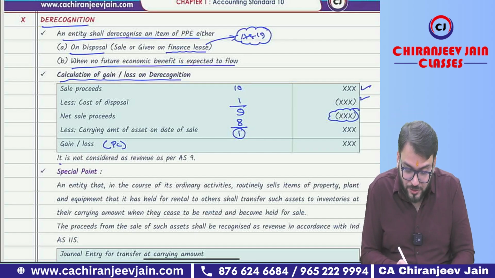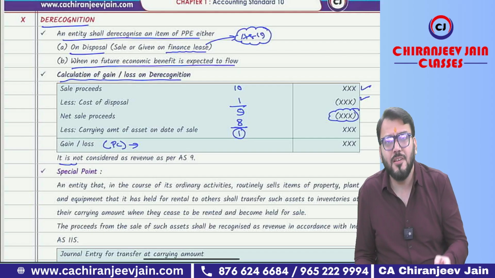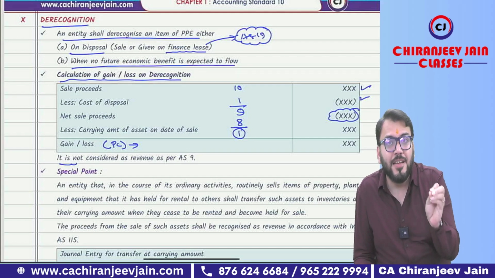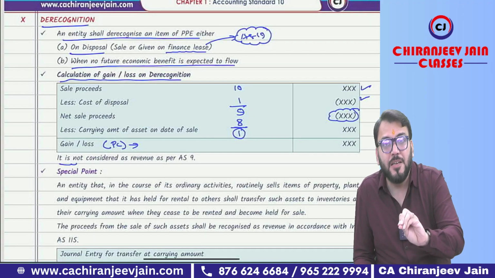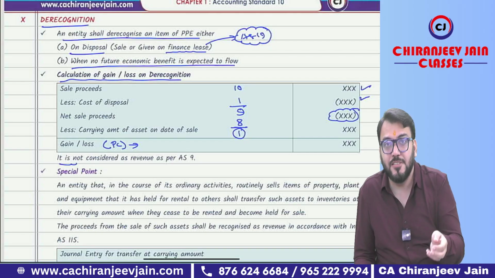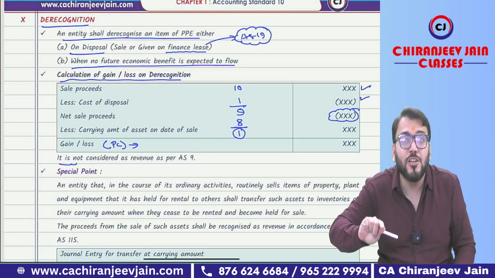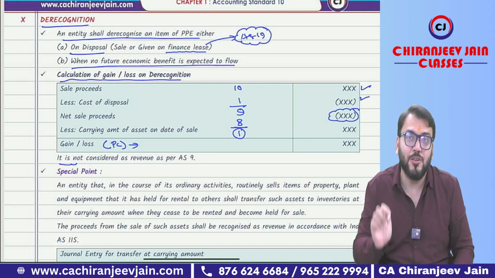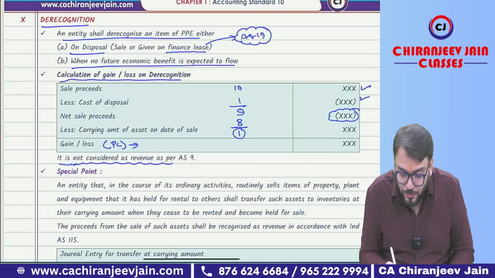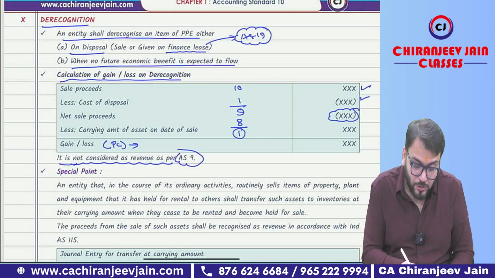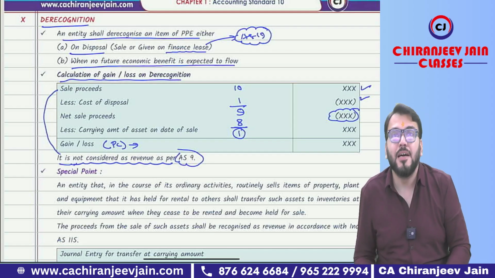So this gain or loss will be transferred to PL. Now we all know that sale of inventory and sale of PP are two different sales. Whenever we say sale of PP, this is not out of ordinary activities, therefore it will not be classified as revenue. But sale of inventory is out of ordinary activities, so it will be classified as revenue. One clarification has been given: it is not considered as revenue as per AS9, coming soon. So this sale proceed will not be revenue.